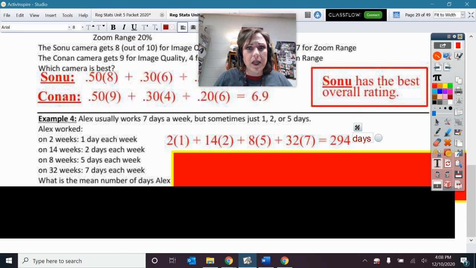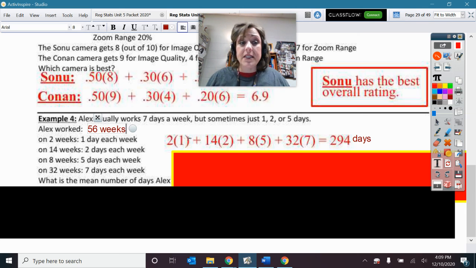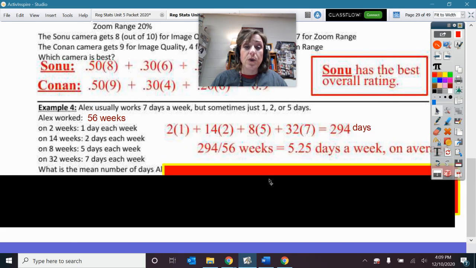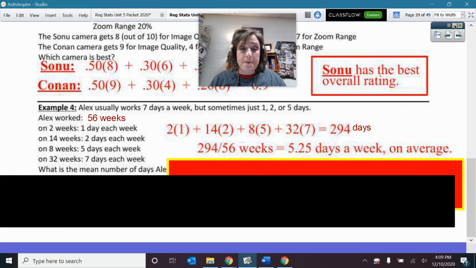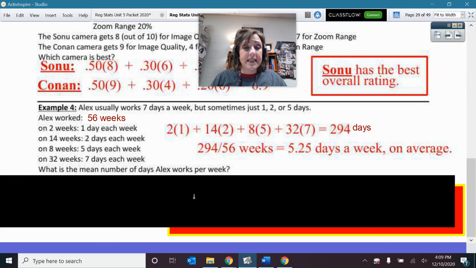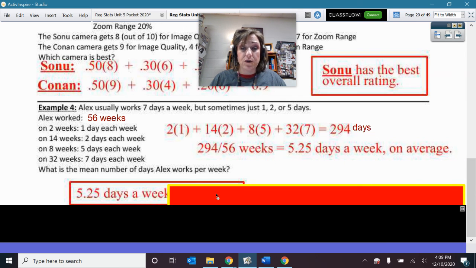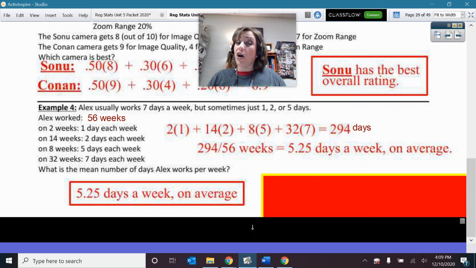And so, you know what? It's not a year. I thought I made an assumption that it was a year, but if you add these up here, it's actually 56 weeks, not 52 weeks. Okay. So 294 days divided amongst 56 weeks will tell me my average work per week. So there we have it. He's working 5.25 days a week on average.